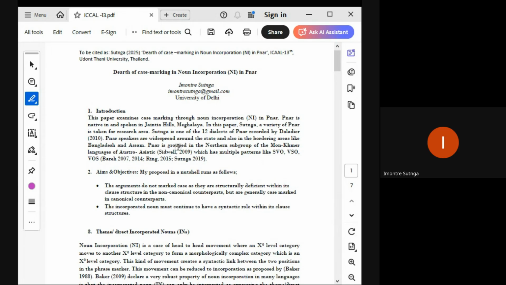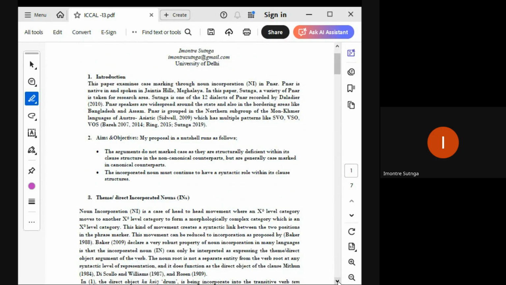We see that Pnar is grouped in the northern subgroup of the Mon-Khmer languages, Austroasiatic, by Sidbal 2009, and it also has multiple word order patterns like SVO, VSO, VOS. So the main objective of this paper today is to argue that incorporated nouns do not mark case as they are structurally deficient within the clause structure in the non-canonical counterpart, but are generally case marked in the canonical counterpart. The incorporated noun must continue to have a syntactic role within its clause structure.